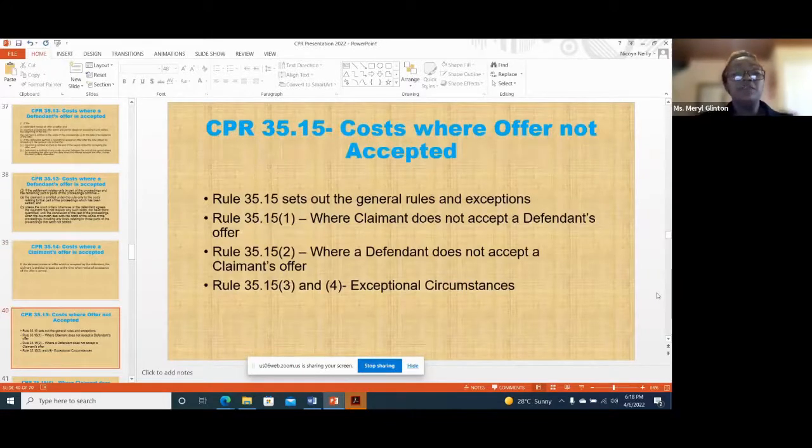So now is where we deal with costs where an offer is not accepted. And this is where you will really start to see some of the benefits for an offering party and some of the consequences for a party who does not give proper consideration to a reasonable offer.